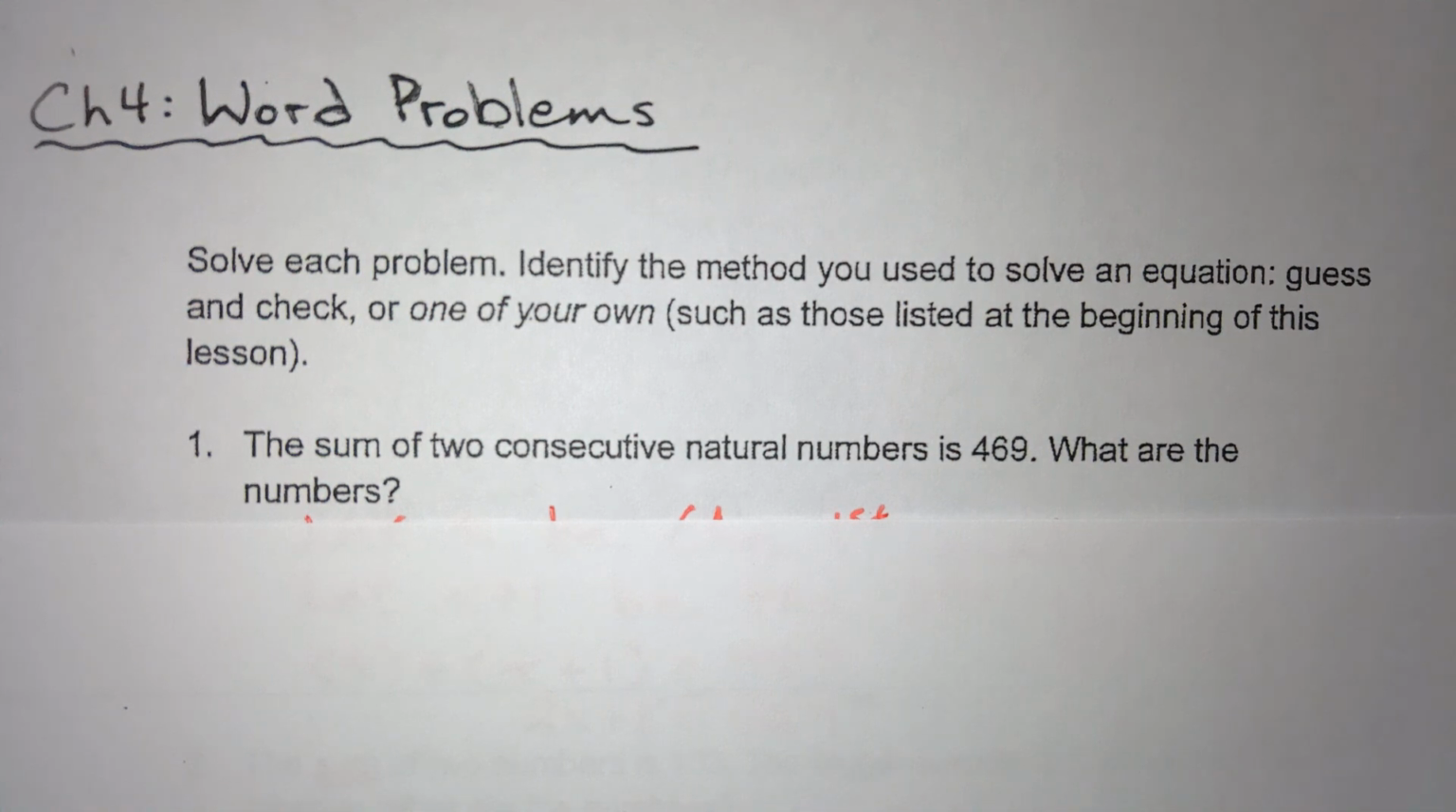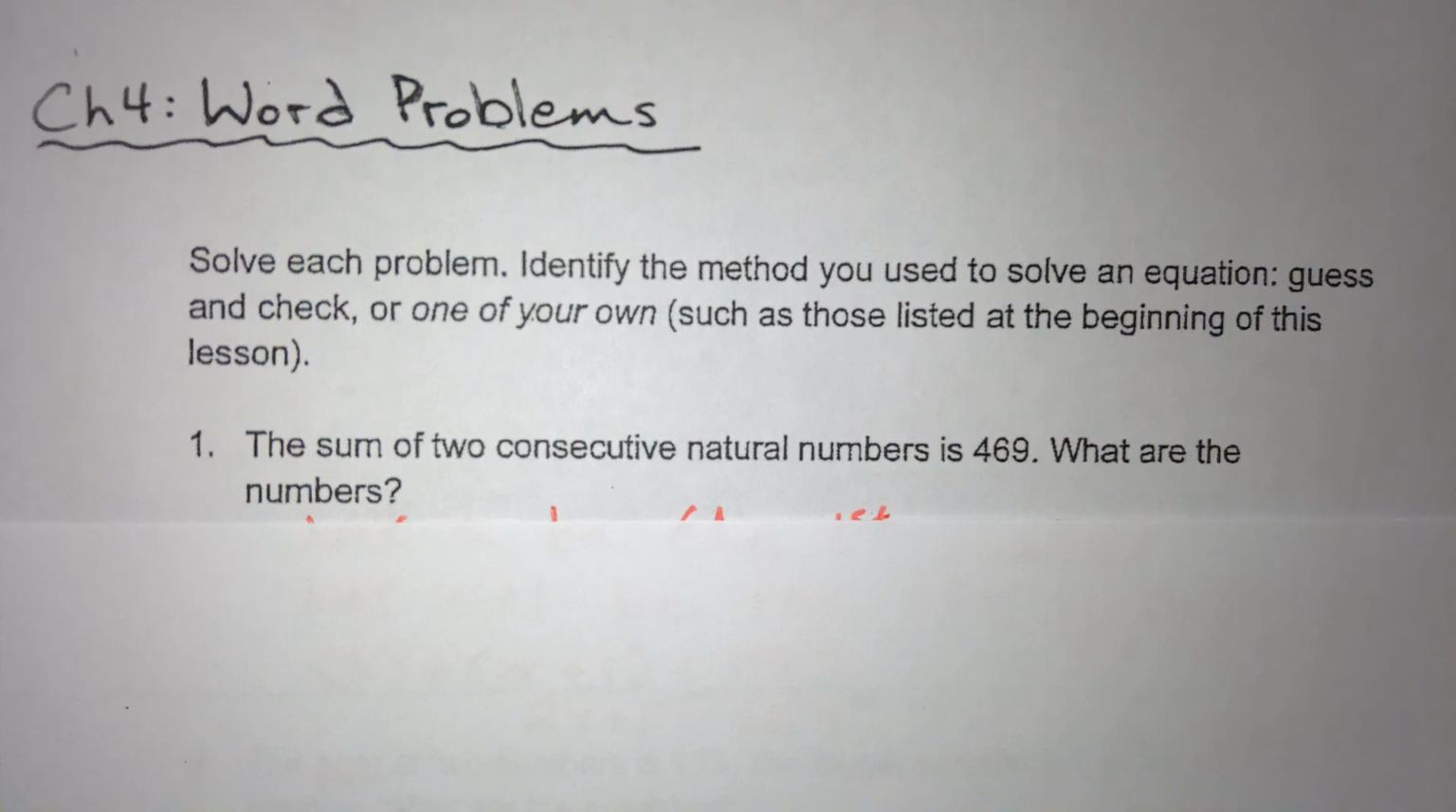Okay, let's take these ones up. Number one, the sum of two consecutive natural numbers is 469. What are the numbers? So let me set this up first.